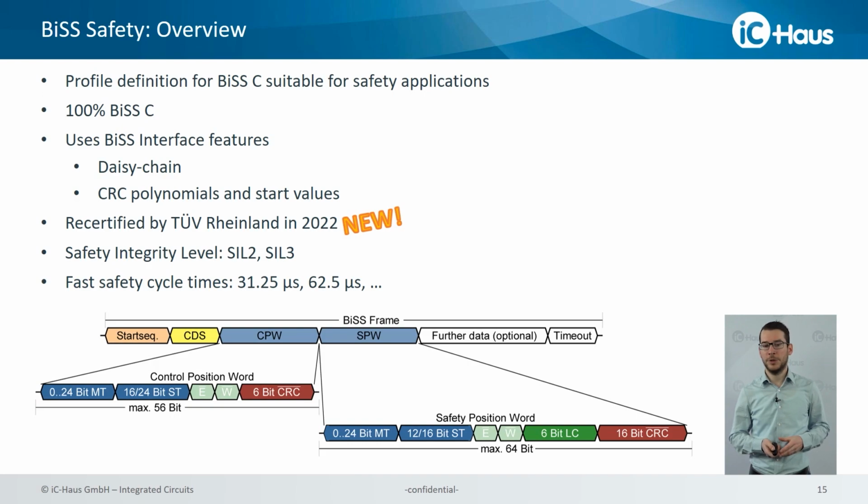The safety position word contains also multi-turn and single-turn information, as well as the error and warning bit, and has an additional sign-of-life counter of 6 bits. The sign-of-life counter is just a counter value incremented with every newly generated position word. And the whole data content of the safety position word is then protected by a 16-bit CRC.